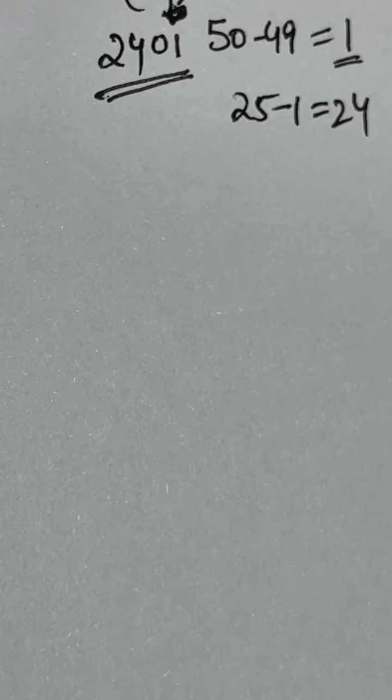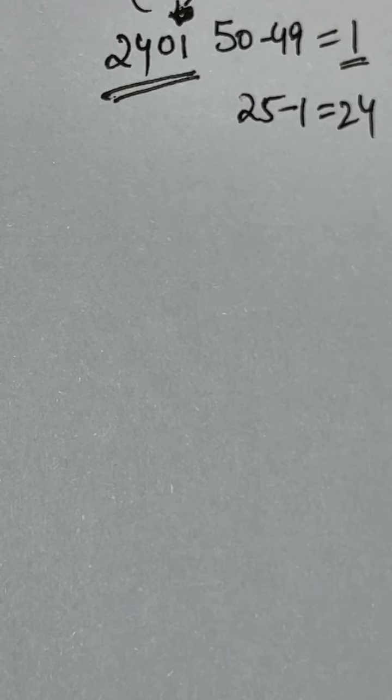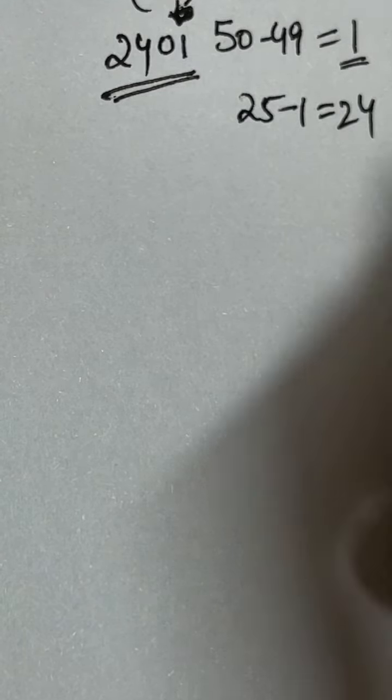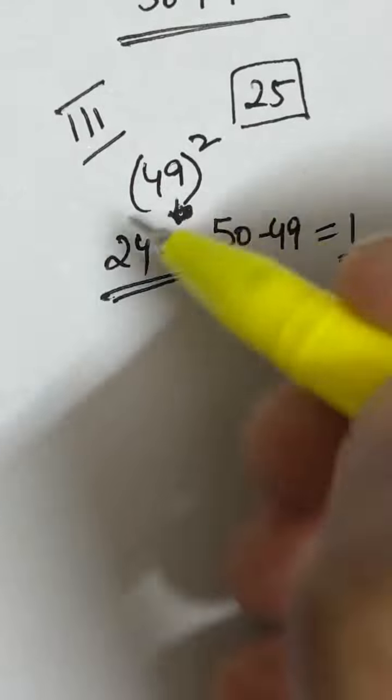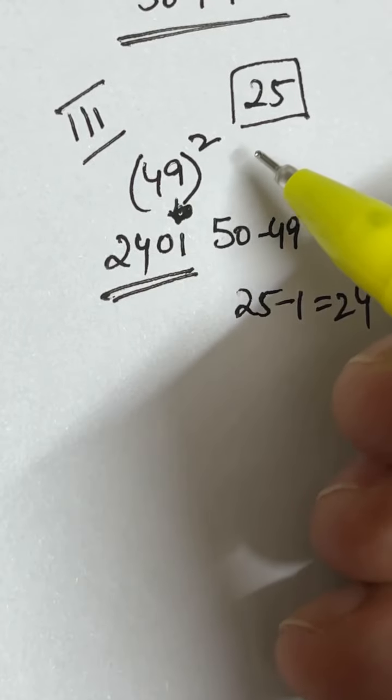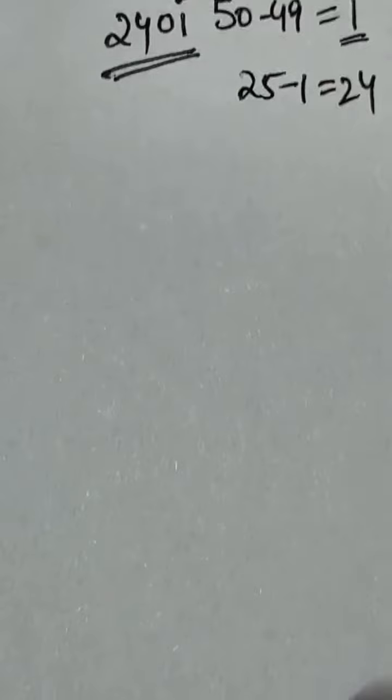Okay, now let's see. In today's session, I'm going to tell you how to multiply any numbers which are near to 100. This was for the numbers which were near to 50. Now what about the numbers like this?